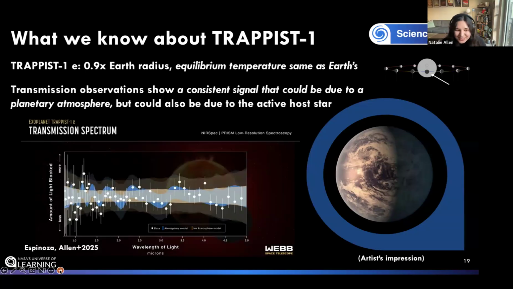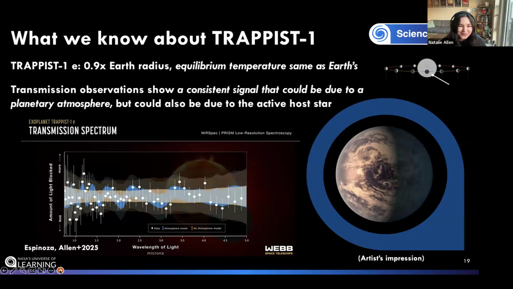So very excitingly, a few months ago, Nestor Espinoza and I and our team, the JWST-TST DREAMS team, as we call ourselves, published observations of TRAPPIST-1e that showed a consistent signal through all of the visits of our planet, but we aren't entirely sure what the origin of that signal is. It could be a planetary atmosphere, but it also, again, could be due to that active host star that we were talking about. So it's a little bit complicated. If anyone's curious, Jegug will talk a little bit more about why this is so complicated to figure out.